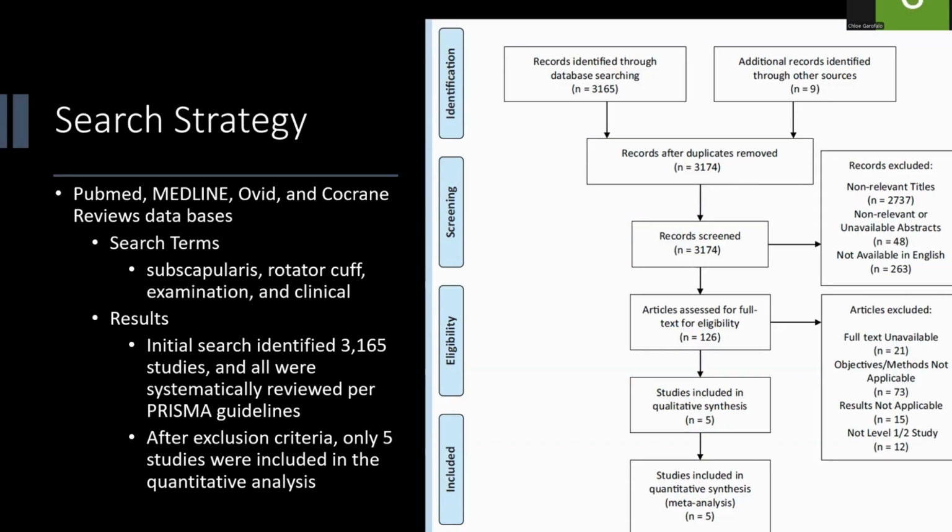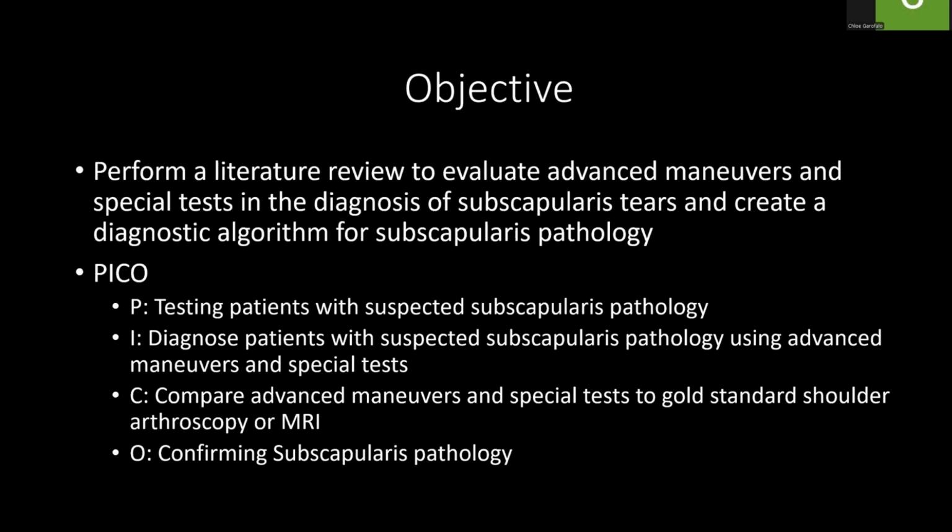After the exclusion criteria, we can see the whole flow chart on the right-hand side in that diagram. Only 5 studies were included in the quantitative analysis. The objective of the study was to perform a literature review to evaluate advanced maneuvers and special tests in the diagnosis of subscapularis tears and create a diagnostic algorithm for subscapularis pathology.